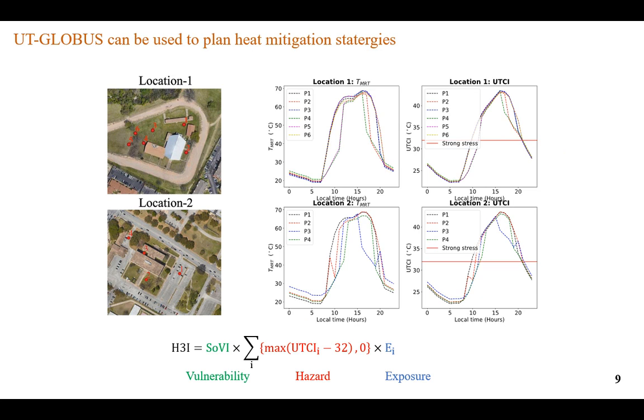What we do is take the UTCI, and 32 is the limit where it becomes dangerous. So we subtract it and calculate the cumulative time of the day when it is hot. Rather than using urban heat island intensity, we think that this is better.